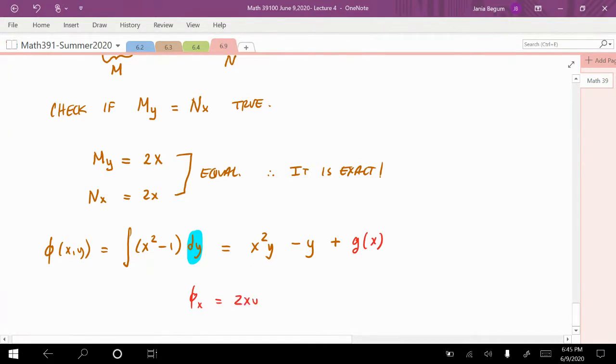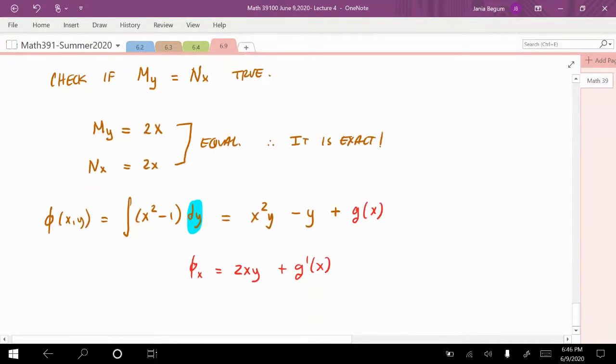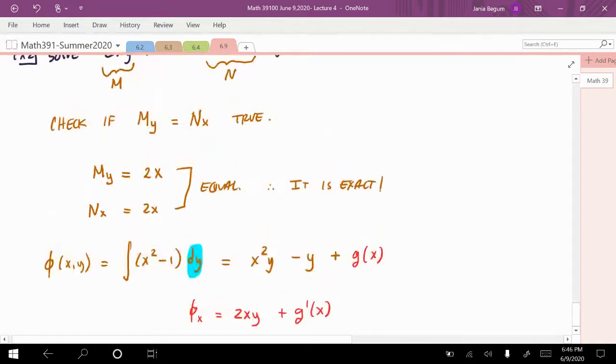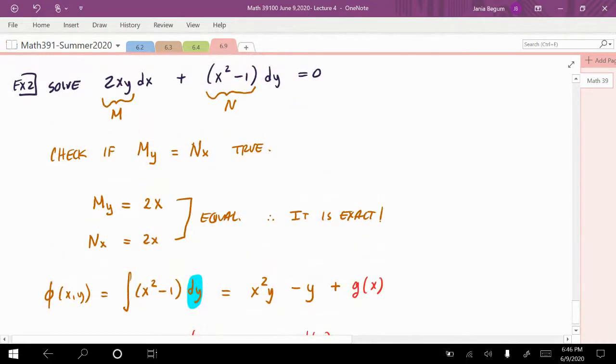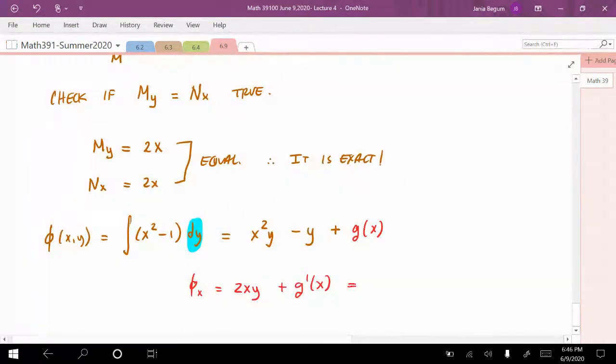We get 2xy, derivative of y with respect to x is 0. Derivative of g of x, that will be g prime of x. So see how it survived? It didn't go to 0, right? So that's the catch. Now what is phi of x? Well, phi of x is m of x, sorry, not n, m. That's the new notation. That's 2xy. So this is equal to m of xy, which is 2xy.